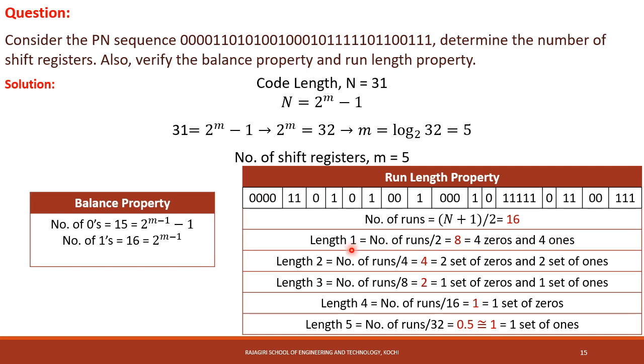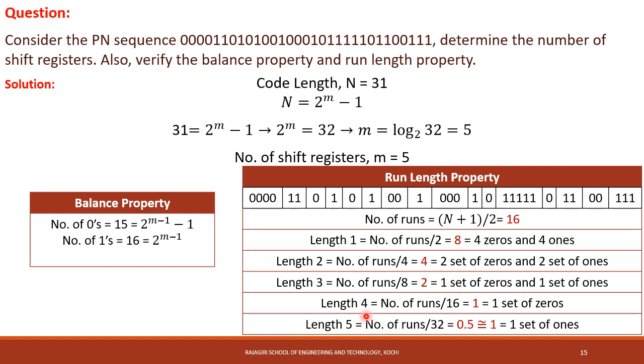Now when you consider runs of length 1, it is 1/2 of the total number of runs. So 1/2 of 16 is 8, which means we have 4 sets of single zeros and 4 sets of single ones. Now, the number of runs of length 2 is 1/4 of the total number of runs, which is equal to 4. So, we have 2 sets of 2 zeros and 2 sets of 2 ones. Now, when you consider runs of length 3, it is 1/8, which is equal to 2. And when you observe this code, we have 1 set of 3 zeros and 1 set of 3 ones.